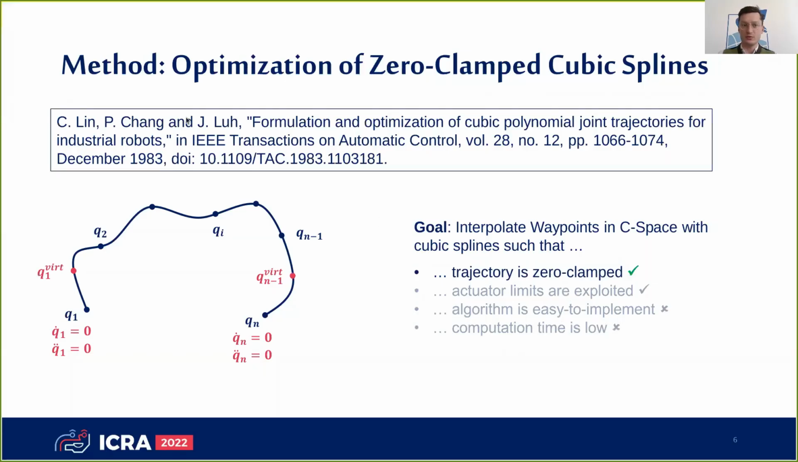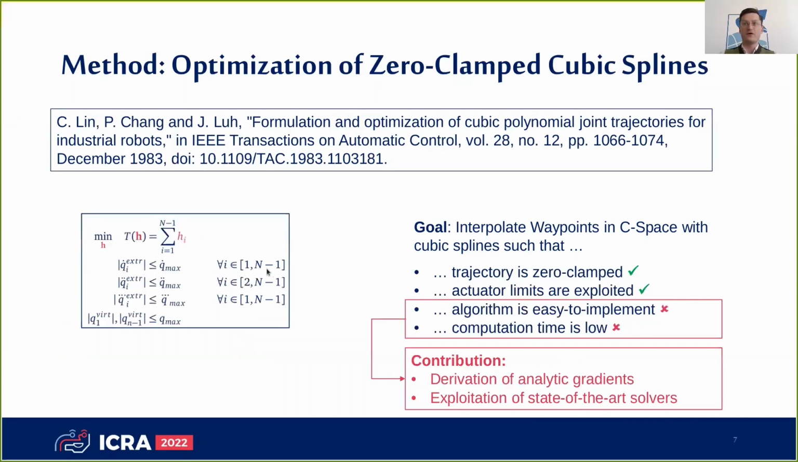Our work builds upon the approach proposed by Lin et al. They solve the problem of zero-clamped cubic splines by introducing 2 virtual waypoints after the first and second last waypoint. They further exploit the actuator limits by formulating this optimization problem. The goal is to minimize the total trajectory duration t, which is a sum of the individual motion segment durations hi between the given waypoints. The constraints are that the given maximum actuator velocities, accelerations and jerks are not violated at any time.